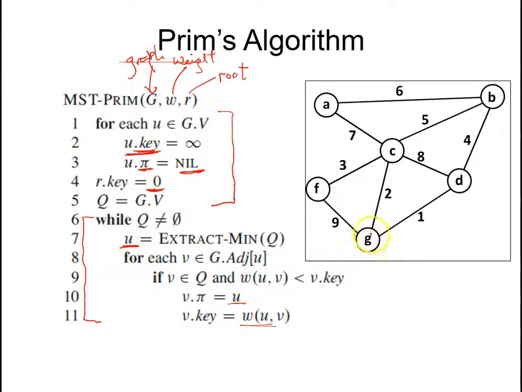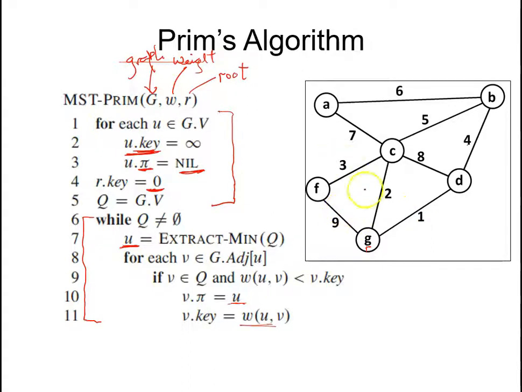Example, suppose we set our root as G. Okay? This is our root. And then we get to line 7. We extract our root, which is G. Okay? Because it would have the minimum key value of 0. For each adjacency, now G would have as adjacencies F, C, and D. And the weights respectively for those adjacent vertices would be 9, 2, and 1.